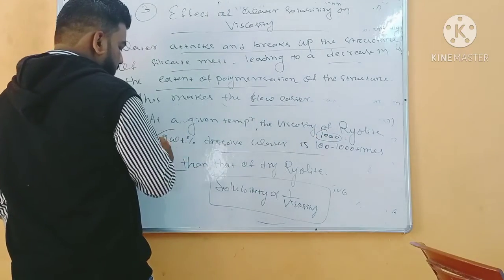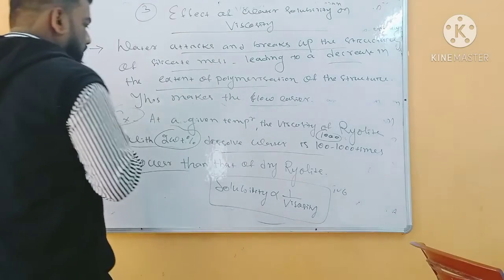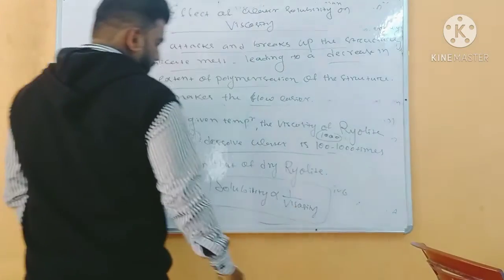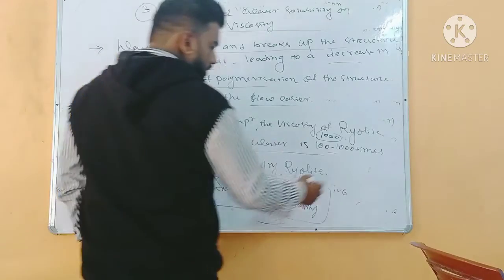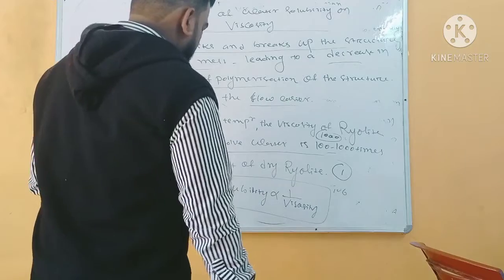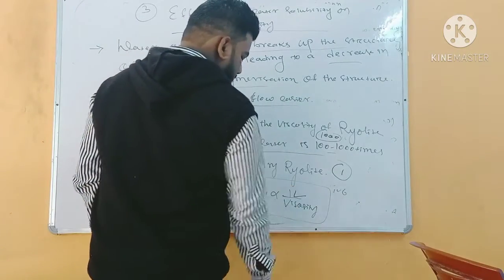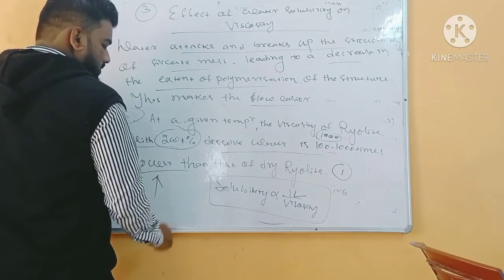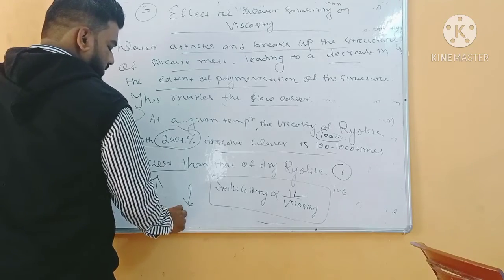That means if the viscosity of dry rhyolite is 1000, then the viscosity of rhyolite with 2 weight% dissolved water will be equal to only 1. Okay, so we can conclude that the solubility of water is inversely proportional to the viscosity. That means when the solubility increases, the viscosity will decrease. When the solubility of water decreases, the viscosity will increase.